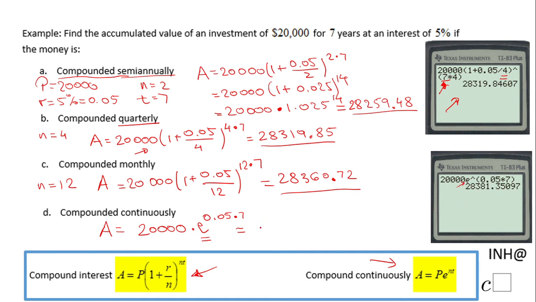We end up with $28,381 and 35 cents. I rounded it down to the nearest cent. And you notice from these four choices, the best choice, the one that gives me the best amount of money, is compound continuously.